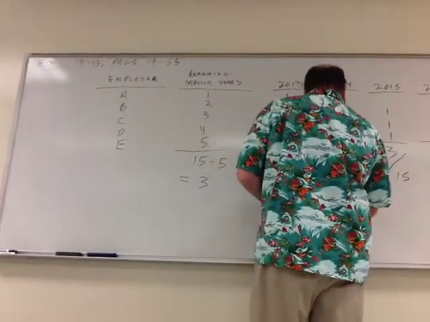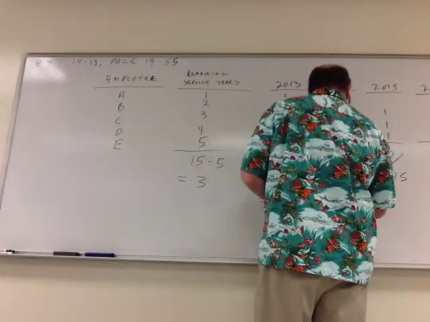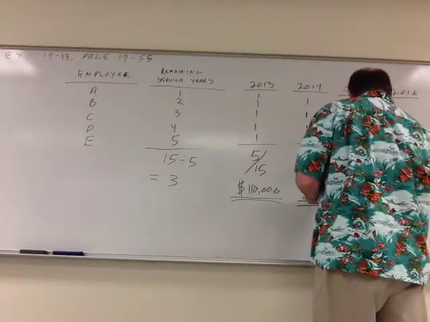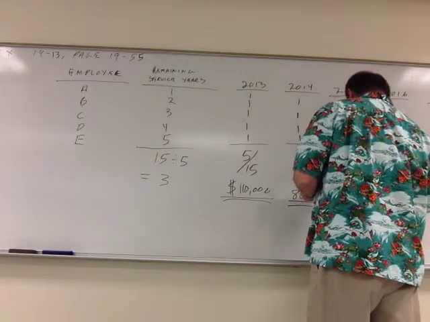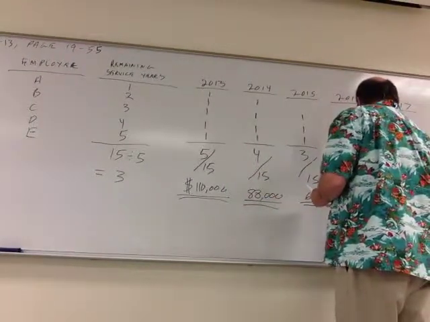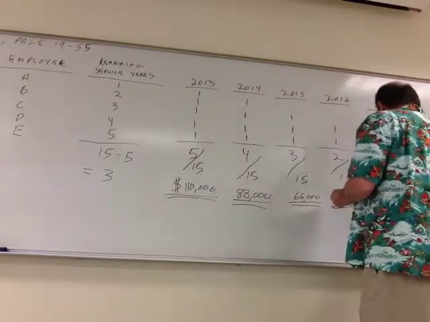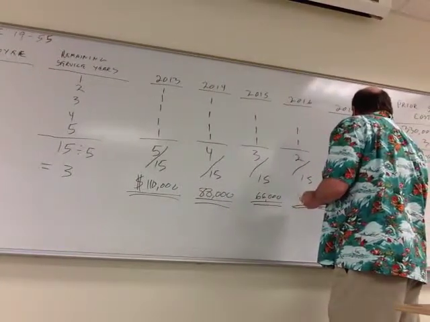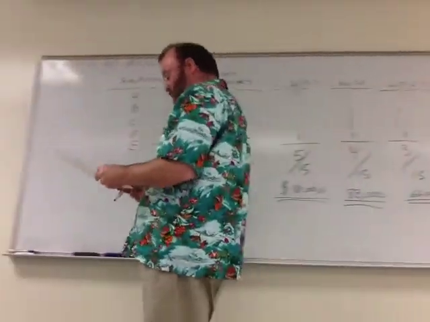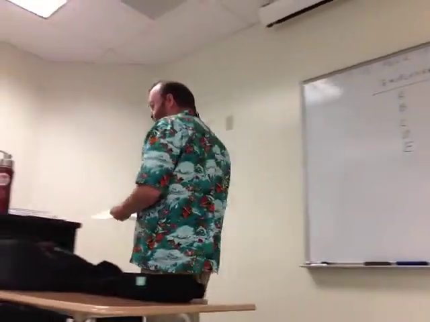4/15 would be 88,000. 66,000. 44,000. And lastly, 22,000. And that's how you would amortize the 330,000 prior service costs.